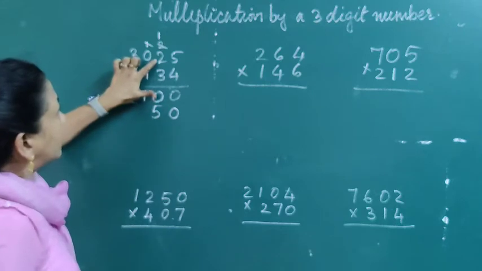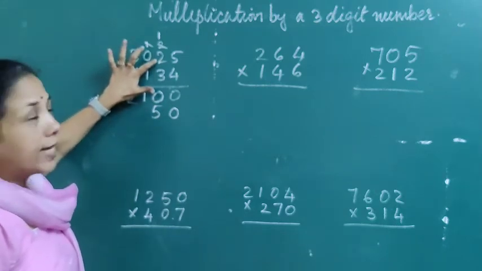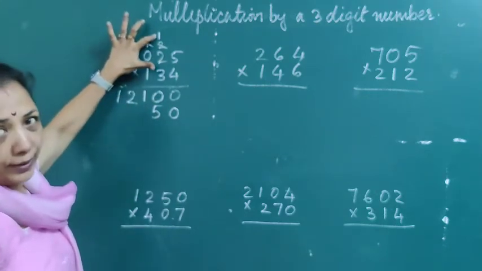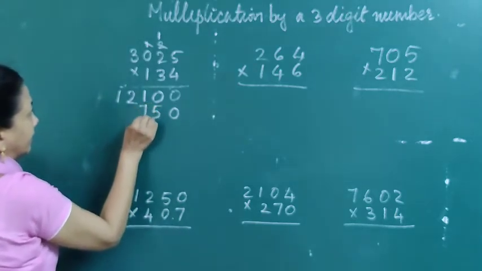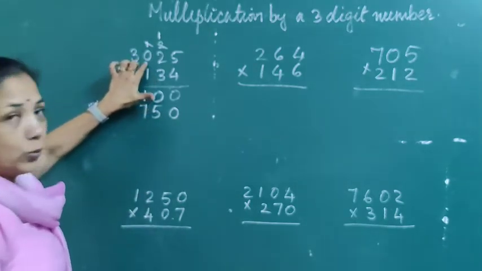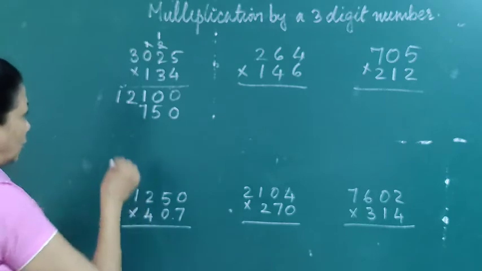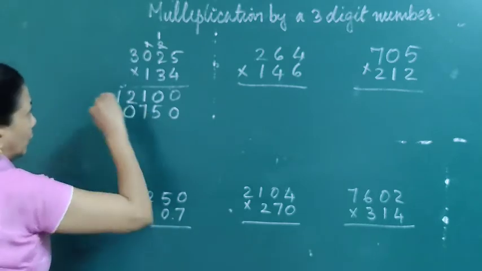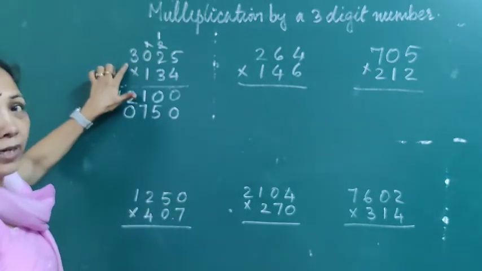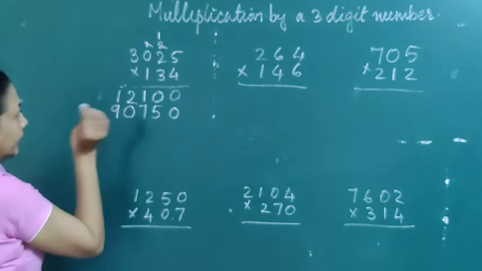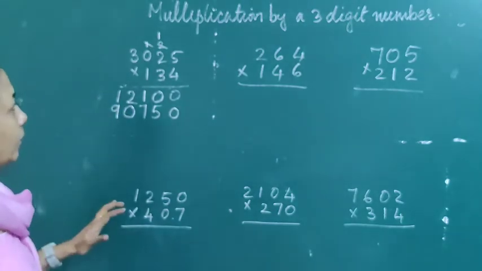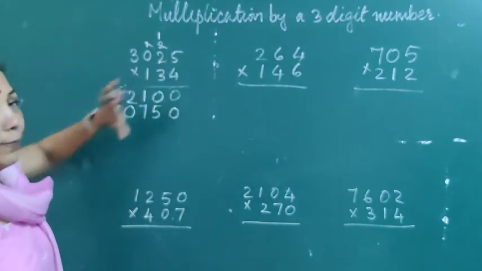Then 3 twos are 6. 6 plus 1, 7. Then 3 zeros are 0. So here will come 0. Then 3 threes are 9. Now these two numbers are over.